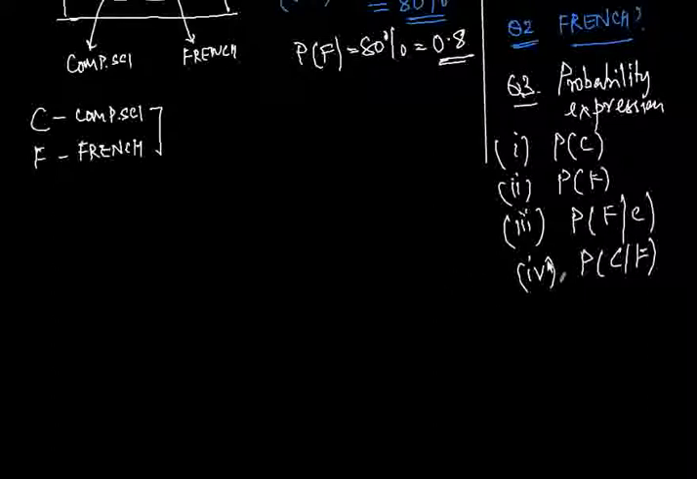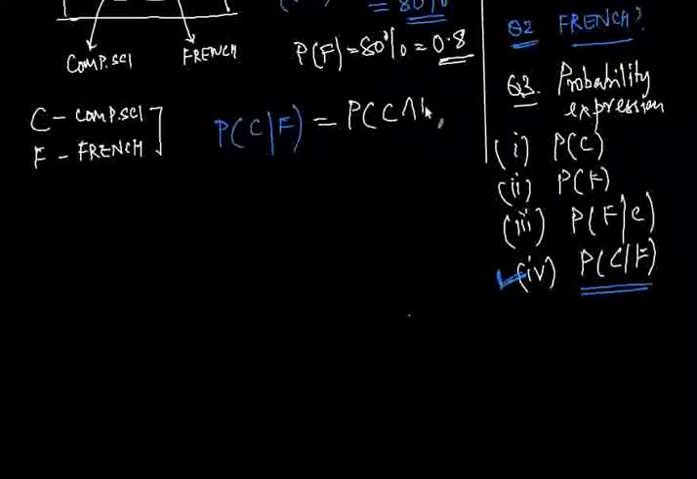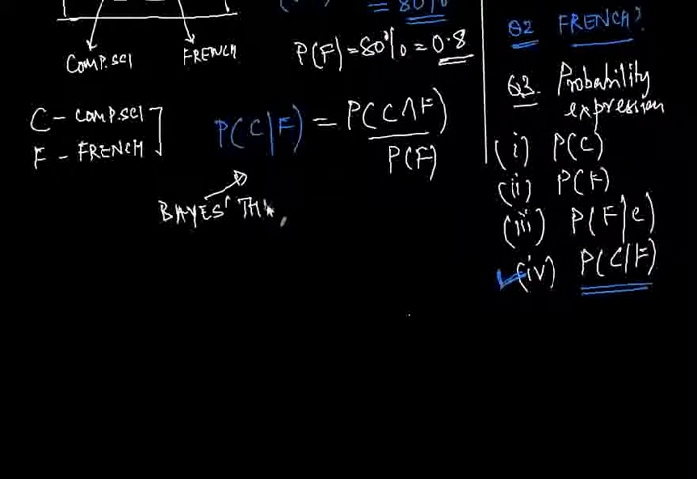Right, so what are we being asked? We are being asked to find the probability of a student studying computer science given that she's already studying French. So this last choice is the probability expression that we have to find: the probability of C given F. Let me come back to white. And what is this equal to? From Bayes' theorem, this is equal to probability of C and F divided by probability of F. This comes straight from Bayes' theorem.